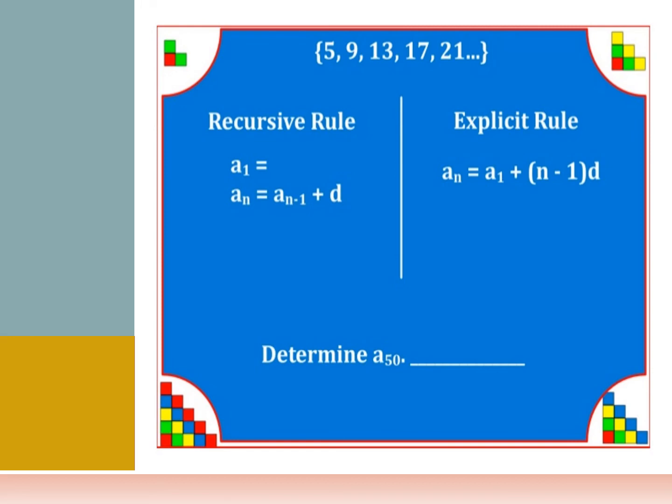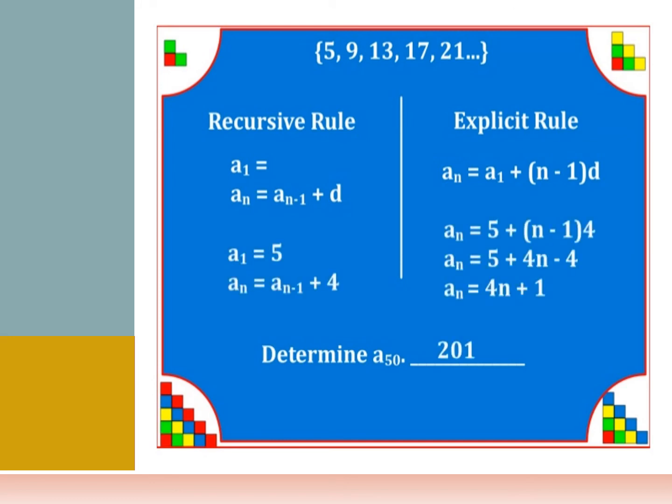For this sequence 5, 9, 13, 17, etc., we have the recursive rule where a1 is the initial term, which is 5, so an equals an minus 1 plus d, which is 4. And for the explicit rule, an equals a1 plus n minus 1 times d, and a1 is 5, d is 4. So an equals 5 plus n minus 1 times 4, which is 4n plus 1.